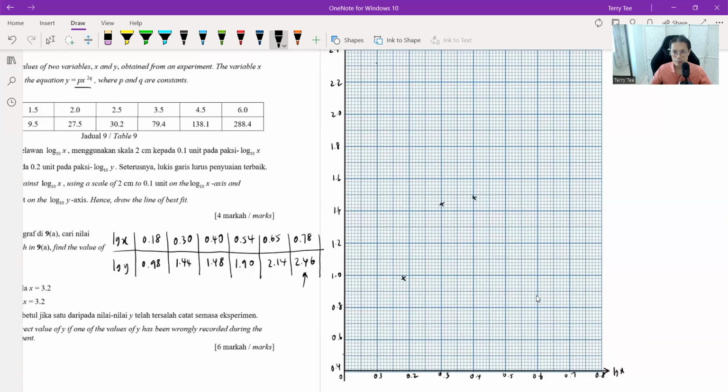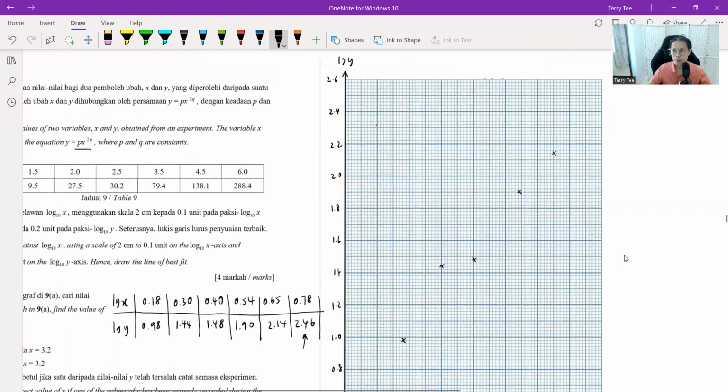0.54, 1.90. All right. Next one, 0.65, 2.14. Next one, 0.78, 2.46, a bit higher up.